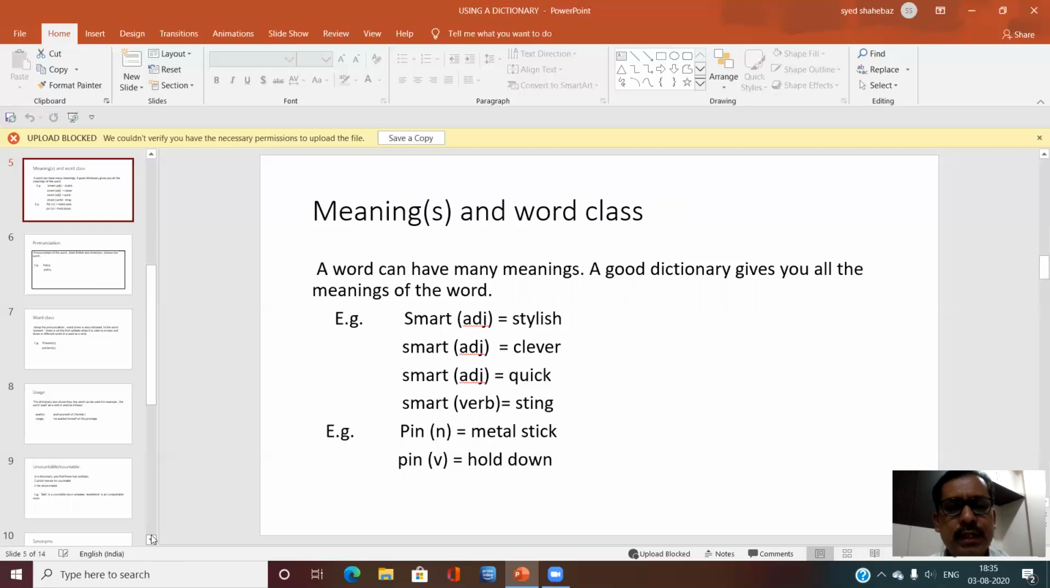For example, here one example is taken, that is smart. Smart. What is the first example?